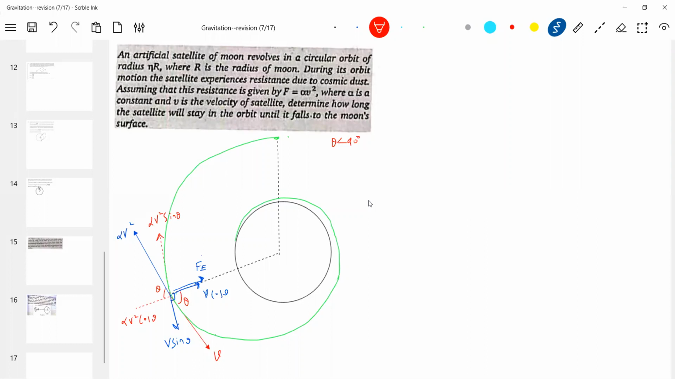So just make observations. These are the forces that are acting. Alpha v square, what is this? This is the viscous drag. This is a velocity where v will not be perpendicular to r, where r is the radius vector. Already I indicated, theta less than 90. So this is what basically happens here. And finally, what will happen? It will revolve. So let's try to write the equation.